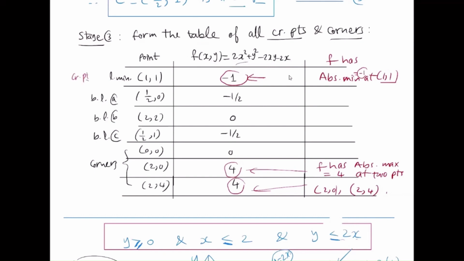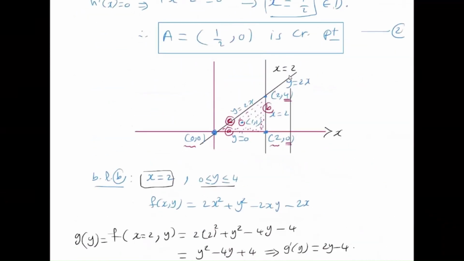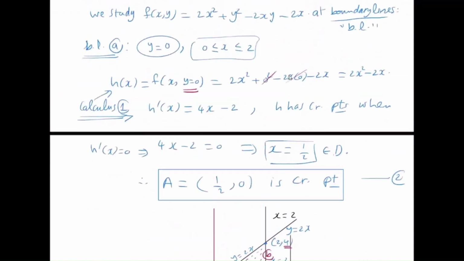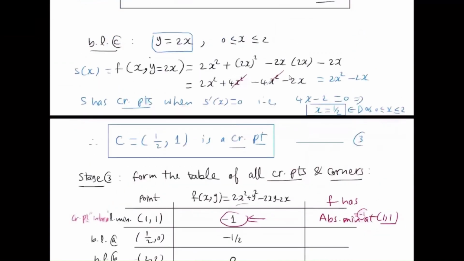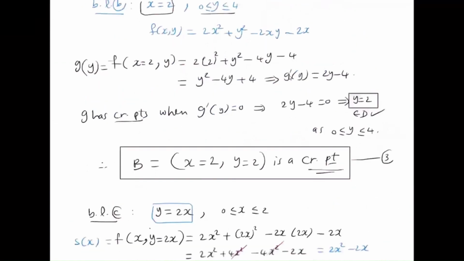Interior critical point. We found a critical point at the boundary line A. We found a critical point at boundary line B. We found a third critical point at boundary line C. We have 3 corners: O, and A and B, if we call them this way. We have the corner 2, 0, we have the corner 2, 4.